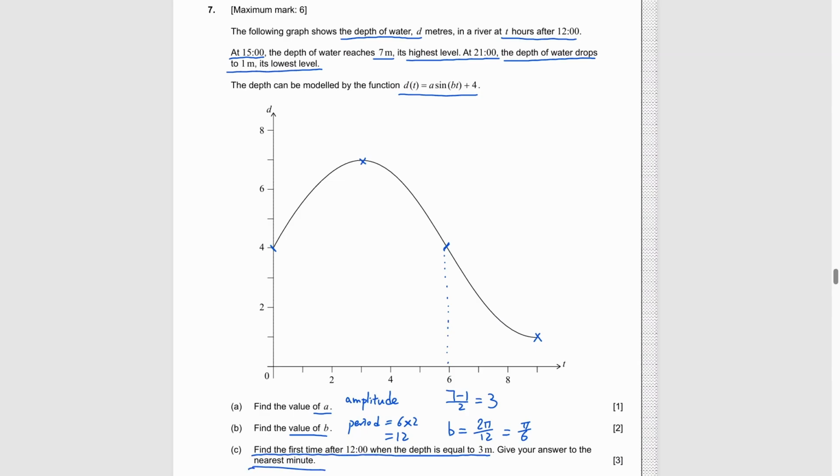Finally, for part C, we want to find the first time after noon when the depth is 3 meters. We set the function equal to 3 and solve. This gives T equals 6.649, which means about 6:39 in the evening.